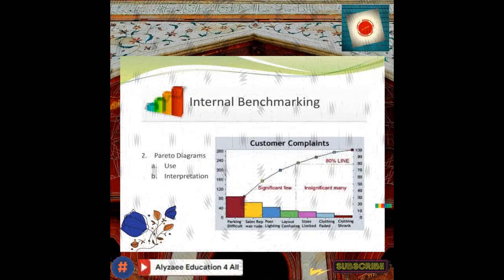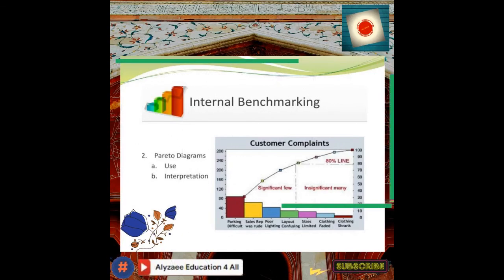This is another way of explaining internal benchmarking, the Pareto diagram. We can look at its use and interpretation as the customer complaints come in. Different colors here depict different silos: the sales rep was rude, or the poor lighting, or the layout was confusing. So this all relates to sales and distribution. Clothing fadiness, the quality of it, and clothing shrinking also go into the quality category.